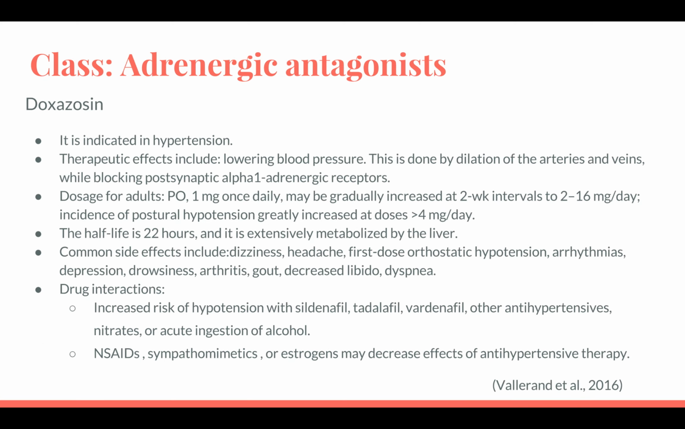The next class of drugs we discussed was adrenergic antagonists. An example of this is doxazosin. This drug is indicated for the treatment of hypertension. It has therapeutic effects including lowering blood pressure by dilation of the arteries and veins while blocking postsynaptic alpha-1 adrenergic receptors. This drug has a half-life of 22 hours and is extensively metabolized by the liver.